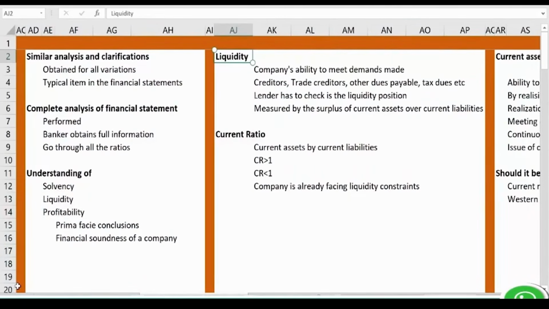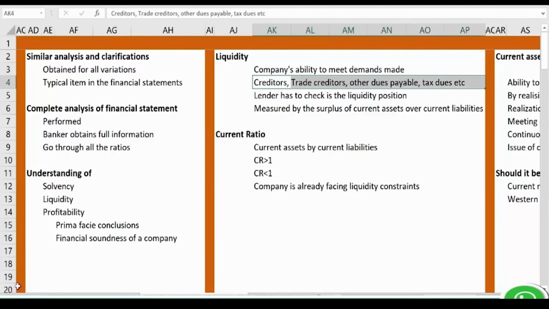What is liquidity? Liquidity means the company has the ability to meet demands when they are made. When current liabilities fall due, when suppliers and employees ask for their due payment, the company is in a position to meet that demand. That's what we say as liquidity. The demand can arise from creditors, trade creditors, other dues payable, tax dues and all.